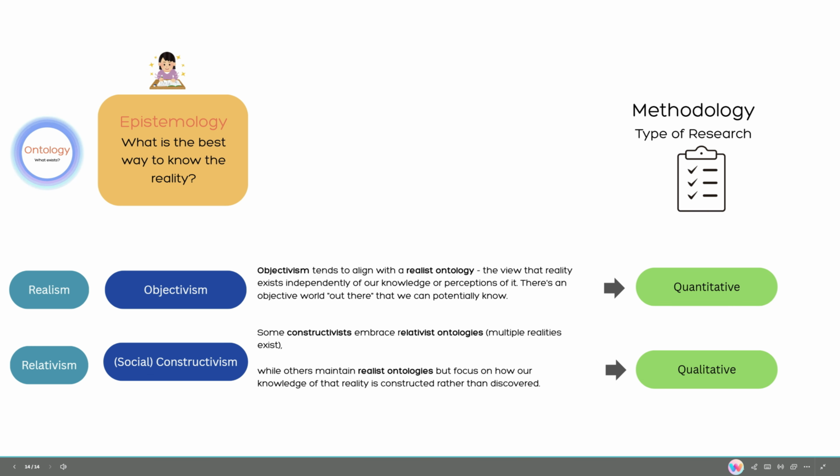Now let's take a look at a couple more epistemology approaches which are common. Social constructivism, or just constructivism, is another one. And then objectivism, which again uses quantitative methodology. For constructivism, you use qualitative methodology. I hope you now understand these topics better.